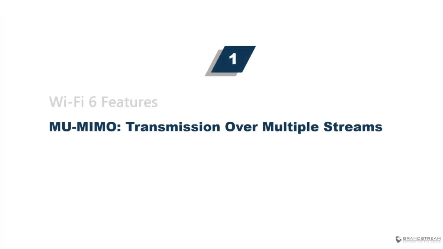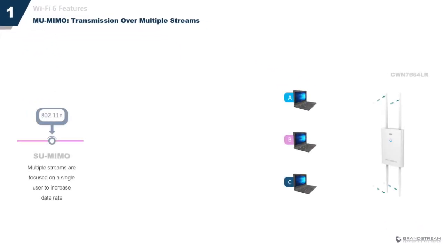Now let's explain the major improvements in Wi-Fi 6. We're going to start with the MU-MIMO technology, which allows the access point to communicate with wireless devices using multiple streams. 802.11n was the first standard to introduce MIMO technology, and it uses single-user MIMO technology, which allows the access point to focus its spatial streams on a single user to increase data rate. However, this requires that the wireless client have multiple antennas as well.